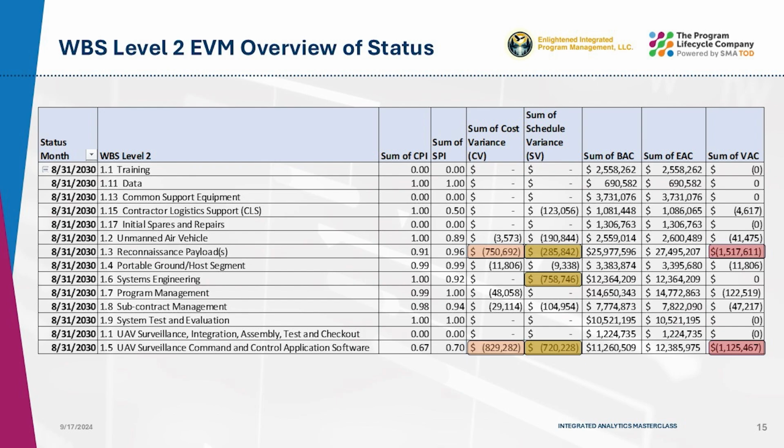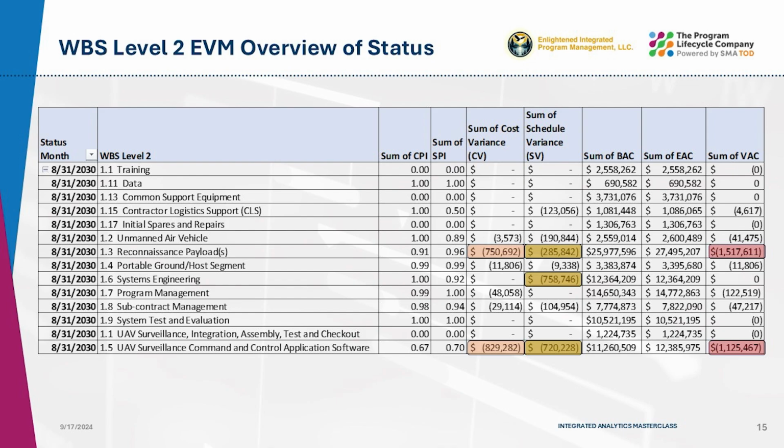EVM analysis is about reviewing the current and cumulative costs and schedule variances and the variance at complete. Reviewing level 2 of the WBS, we see that the reconnaissance payloads, the command and control software, and systems engineering elements all have significant variances. The reconnaissance payloads and the command and control software areas have negative variances in cost, schedule, and variance at complete, while systems engineering only has a schedule variance. From an earned value perspective, the schedule is a leading indicator. With that in mind, let's start with the systems engineering WBS element first.